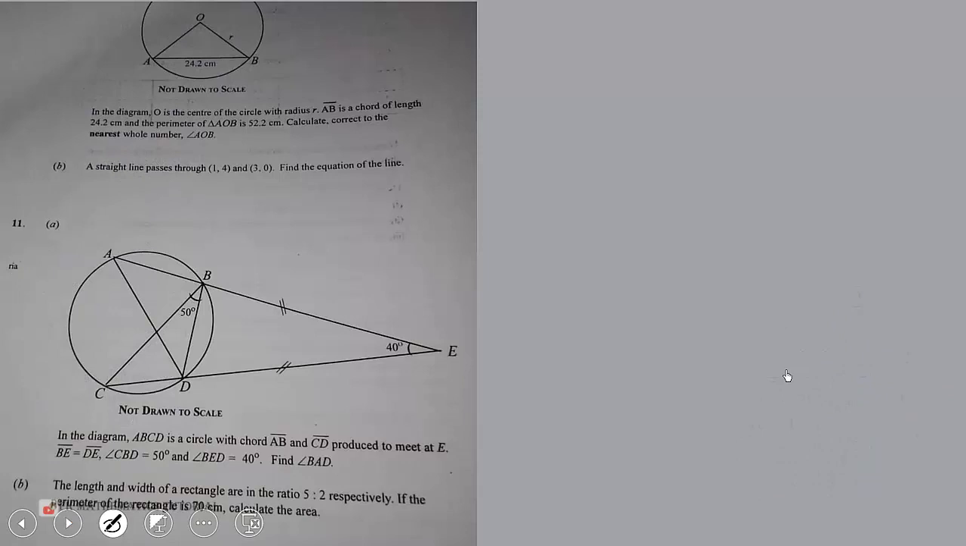In the diagram, O is the center of the circle with radius r. A line segment AB is a chord of length 24.2 centimeters, and the perimeter of triangle AOB is 52.2 centimeters. Calculate correct to the nearest whole number angle AOB. Let's see whether we can solve it. We are on question number 10A.